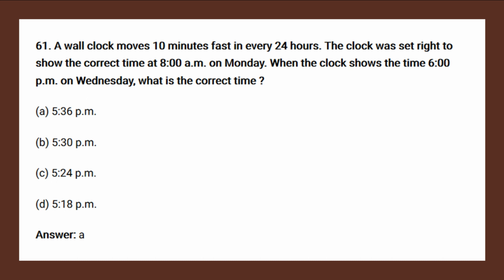Next question, question 61. A wall clock moves 10 minutes fast in every 24 hours. The clock was set to show the correct time at 8 a.m. on Monday. When the clock shows the time 6 p.m. on Wednesday, what is the correct time? A, 5:36 p.m. B, 5:30 p.m. C, 5:24 p.m. D, 5:18 p.m. And the answer is option D, 5:18. Sorry, the answer is option A, 5:36 p.m.